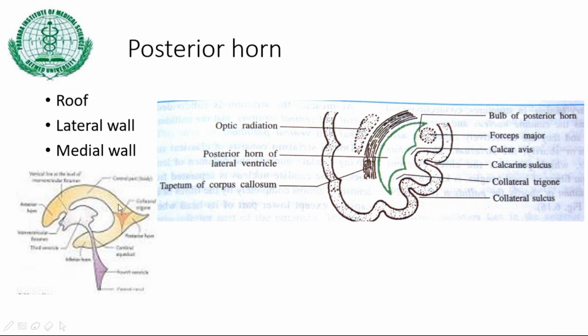The posterior horn extends backward and somewhat medially within the occipital lobe for a variable distance. This part has a roof, a lateral wall and a medial wall. The roof and the lateral wall form a continuous convex surface, and the fibers of the optic radiation pass along this surface, separated by the fibers of the tapetum extending from the corpus callosum.